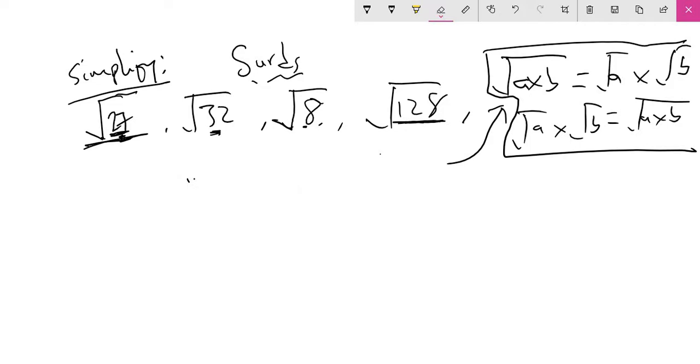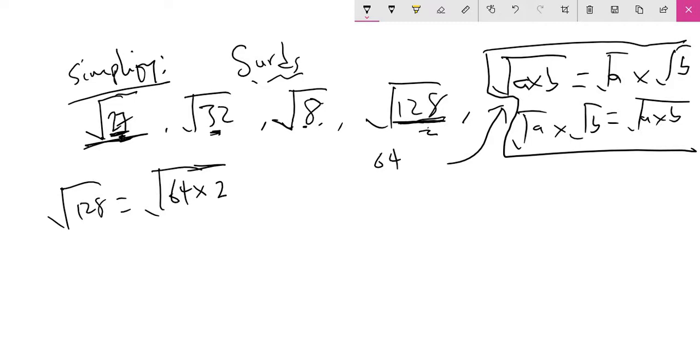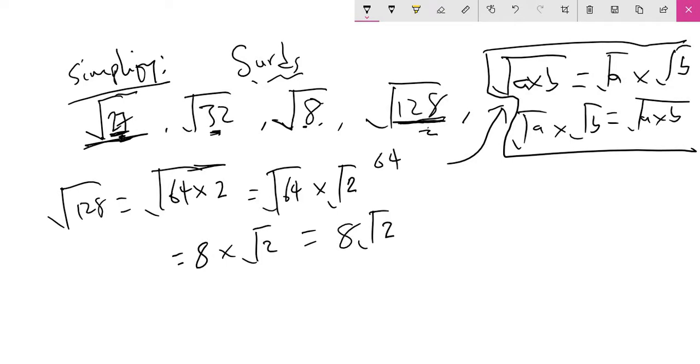And now root 128. Again, like I said, you divide by one of those small numbers. So 128 divided by 2 gives 64, and 64 is a perfect square. So we have root 128 is equal to root of 64 times 2. This gives root 64 times root 2, and root 64 is 8, so we have 8 root 2. And this is basically how to simplify surds.